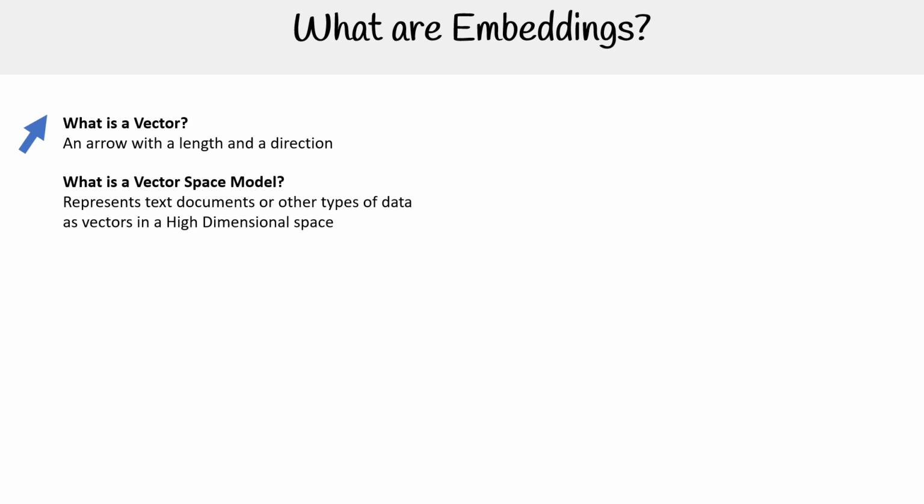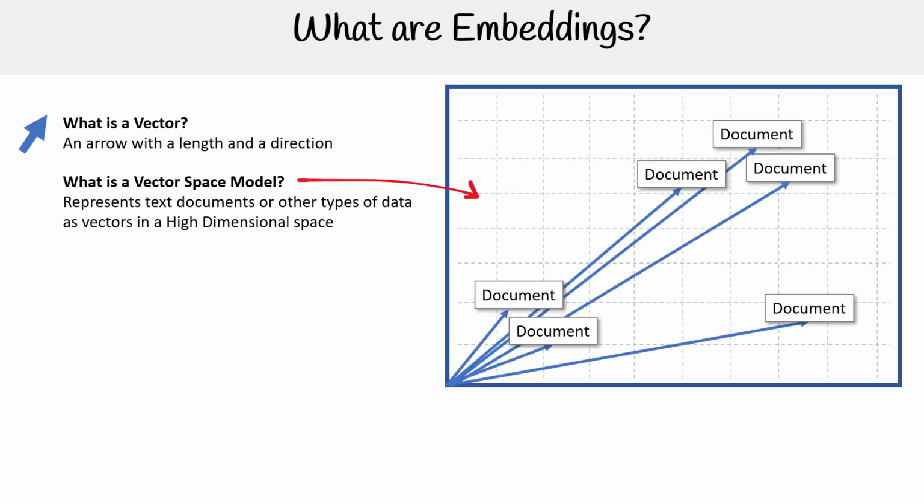And so what is a vector space model? It represents text documents or other types of data as vectors in a high dimensional space. So right now we're only looking at a 2D axis, but in reality, this would be in at least a 3D axis. But the idea is that we have these documents, and these documents represent some form of data, and they are plotted into our vector space with distances between them. Okay, and the thing is, the distance between these documents is going to correlate with the relationship between them.